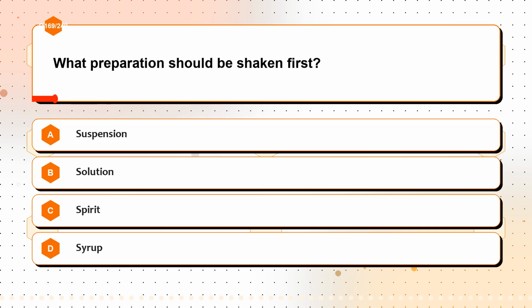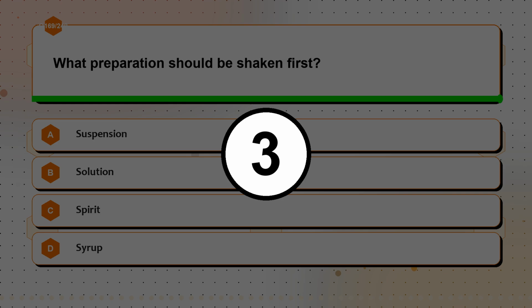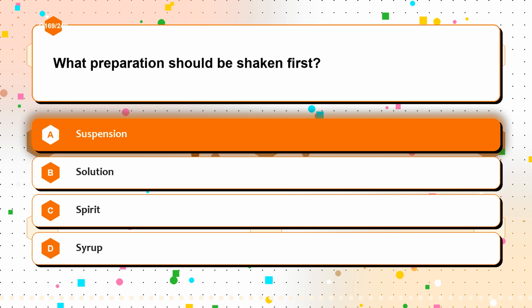Question 169. What preparation should be shaken first? Here are the options. Option A, suspension. Option B, solution. Option C, spirit. Option D, syrup. The correct answer is option A, suspension.